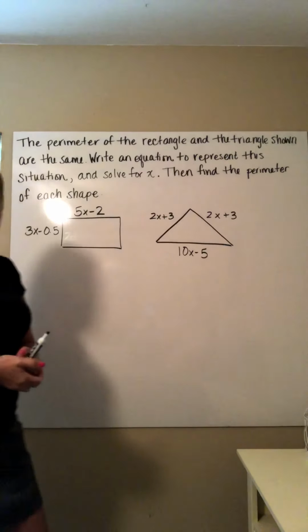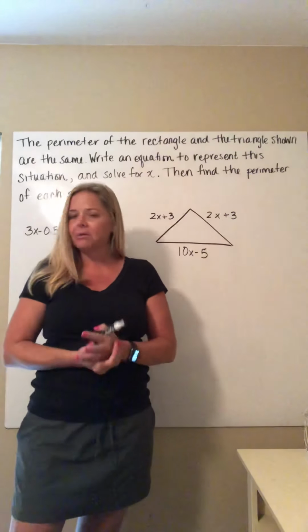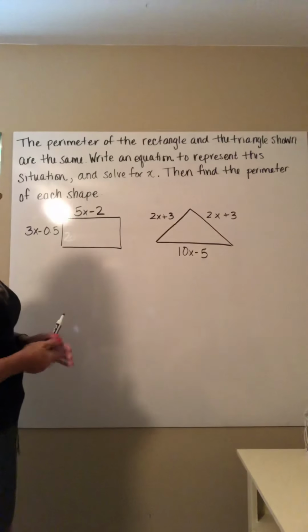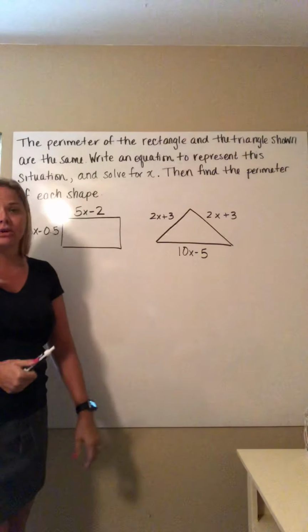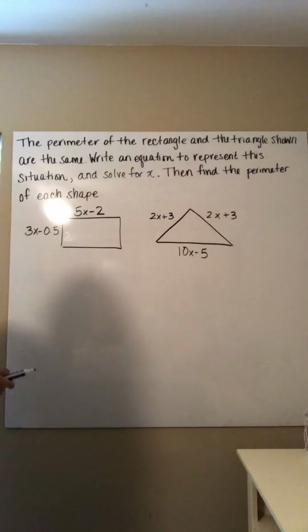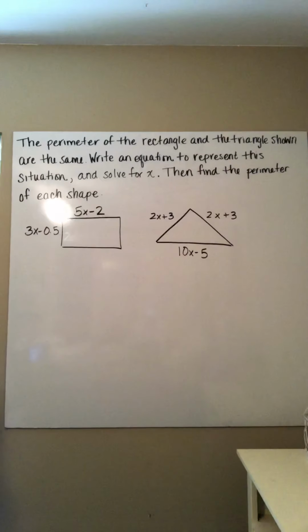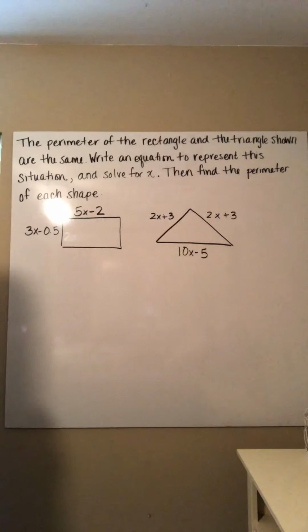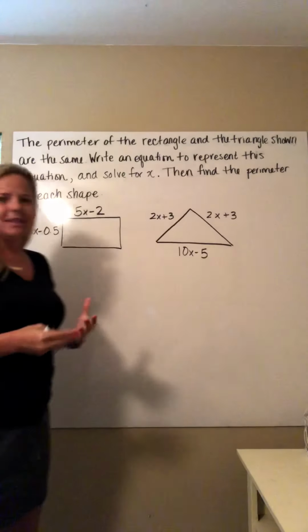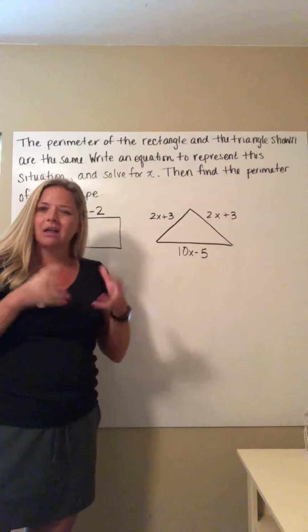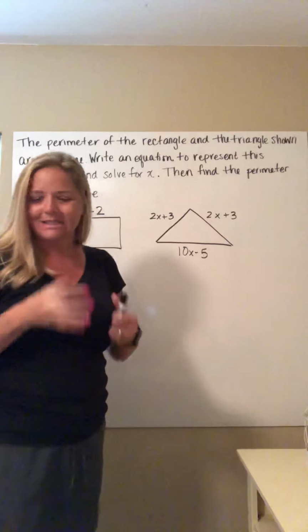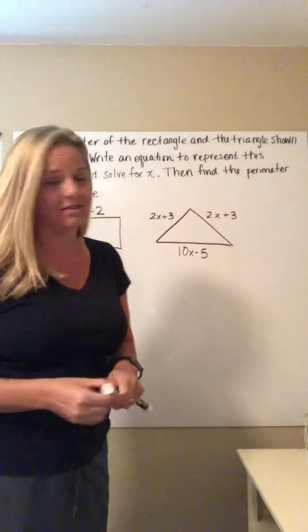Okay, we're back with problem number 3, and problem number 3 has us finding the perimeter of two shapes. The perimeter of the rectangle and the triangle shown are the same. Write an equation to represent this situation and solve for x. Then find the perimeter of each shape. This problem's a little bit short, but it has a lot of information packed into just those few short sentences.